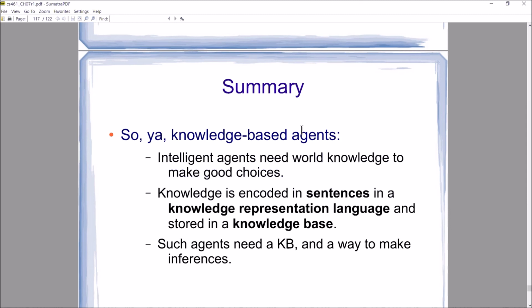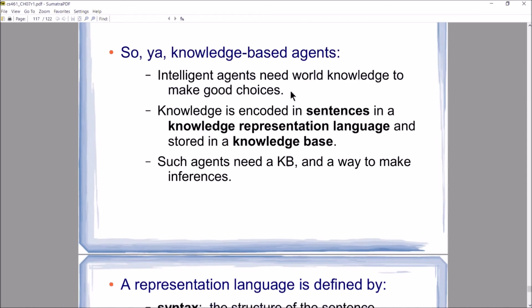So anyway, yeah, knowledge-based agents, right? An intelligent agent needs to know about its world to be able to make good choices, to make rational choices. How can you encode knowledge? How do you represent knowledge? Sentences, right? And those sentences are going to be formed from a knowledge representation language. In this case, we were talking about propositional logic, okay? And those sentences are going to get stored somewhere. They're going to get stored in a knowledge base, okay? So knowledge-based agents need that knowledge base, and they have to have a way to make inferences to be able to figure out if your knowledge base entails some sentence.